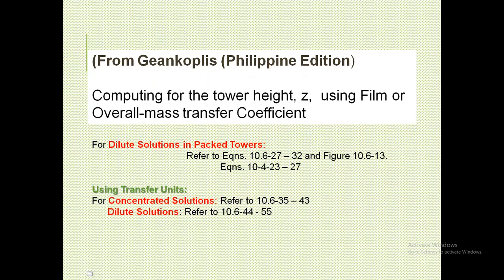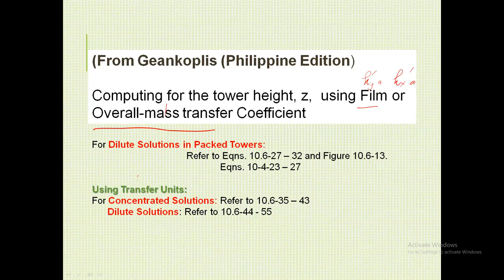You can also determine the Z using the film or overall mass transfer coefficient. If it's just the film transfer coefficient, it's just small k sub y prime a, or it could be k sub x prime a, if it's just the film mass transfer coefficient. If it's the overall, in this case you have the overall mass transfer coefficient. The two k's that are written here as small letters will now be written as capital letters. So you will have, write it here.